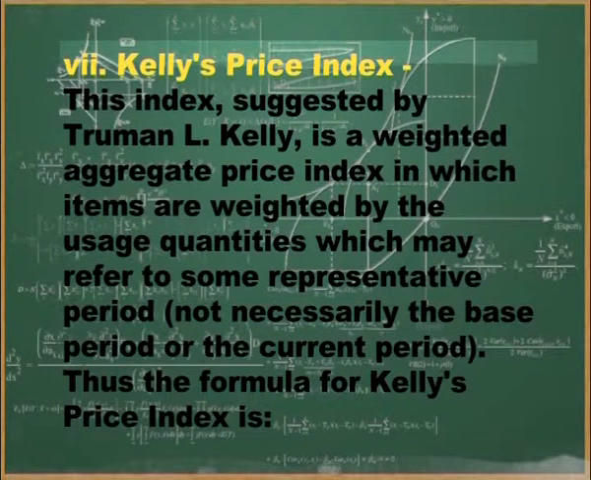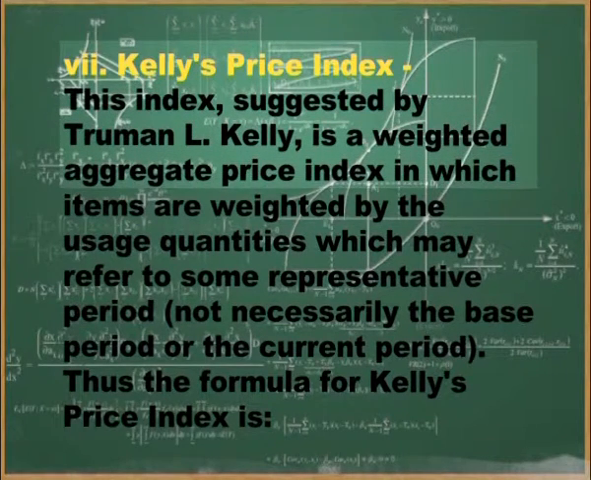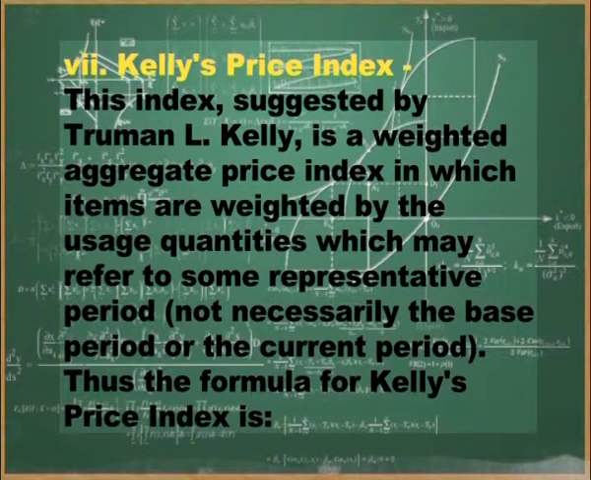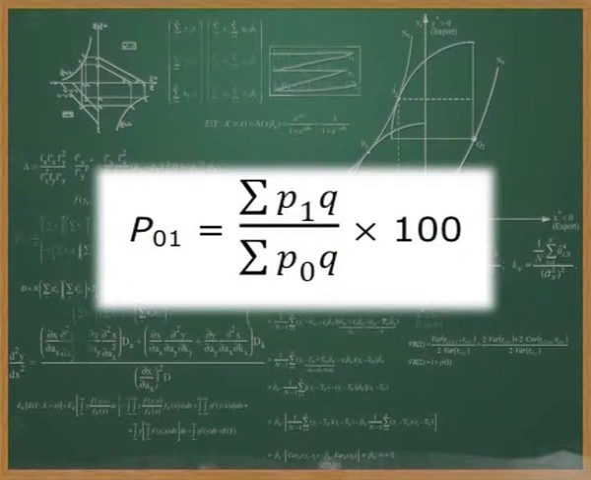Now let's come to the next one, that is Kelly's price index. This index, suggested by Truman L. Kelly, is a weighted aggregate price index in which the items are weighted by the usage or quantities, which may refer to some representative period, not necessarily the base period or the current period. Thus, the formula for Kelly's price index is P01 equals sigma P1Q divided by sigma P0Q times 100.